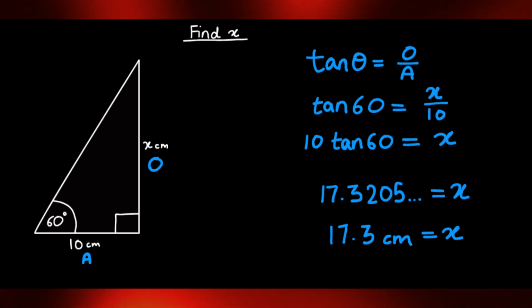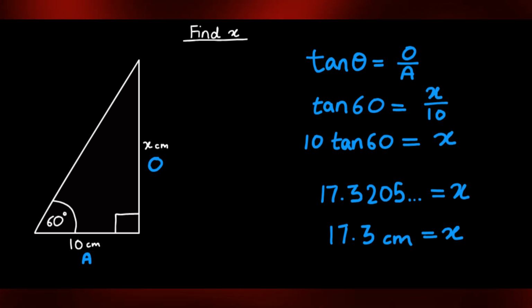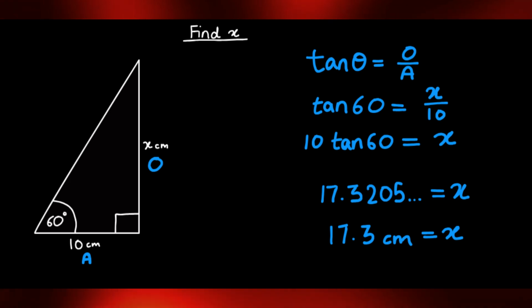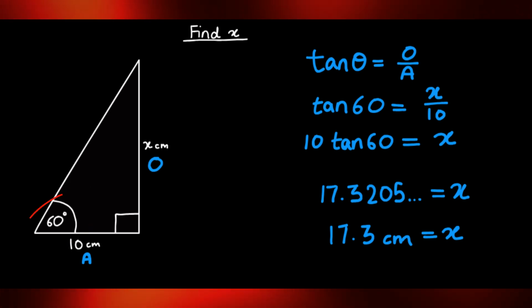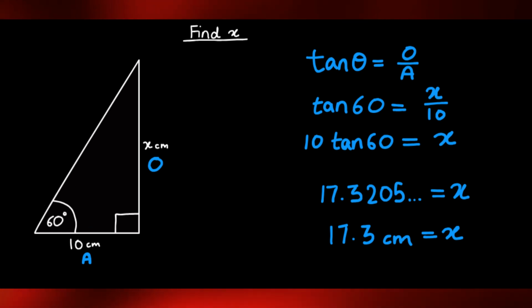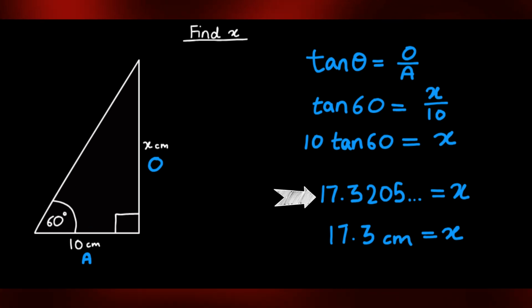Now on your calculator, simply input 10 followed by the multiplication sign. Then press the button for the tan ratio, which usually has tan written on it. In the brackets, input your angle, which over here is 60 degrees. Now press the equal to button to get the answer.